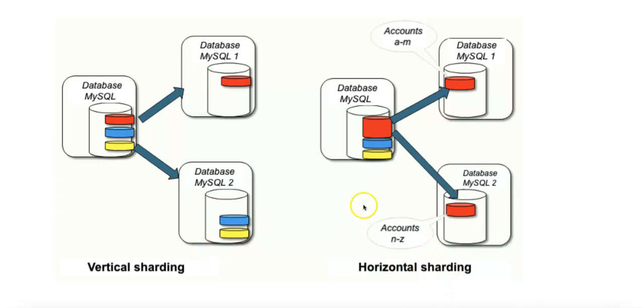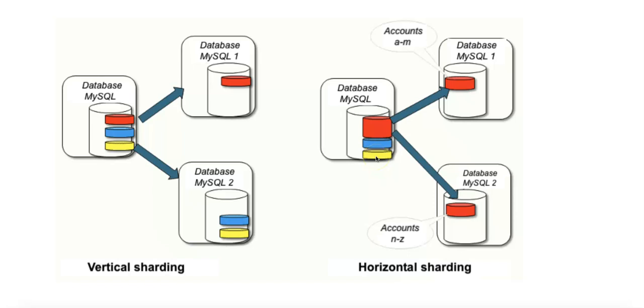Let's start by talking about horizontal sharding, or horizontal partitioning. In horizontal sharding, the data is split across multiple shards based on rows. Each shard holds a subset of the table's rows, but each shard has the same schema and set of columns. So different rows are distributed across different servers.